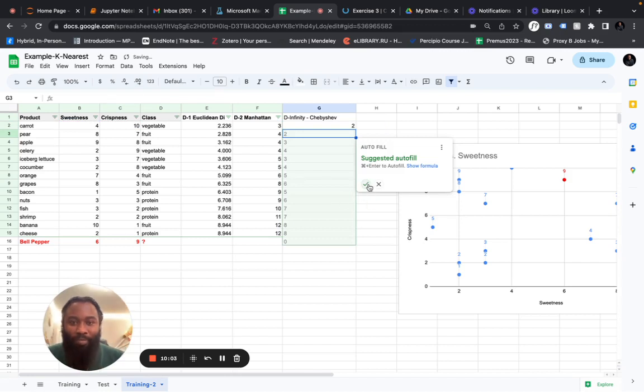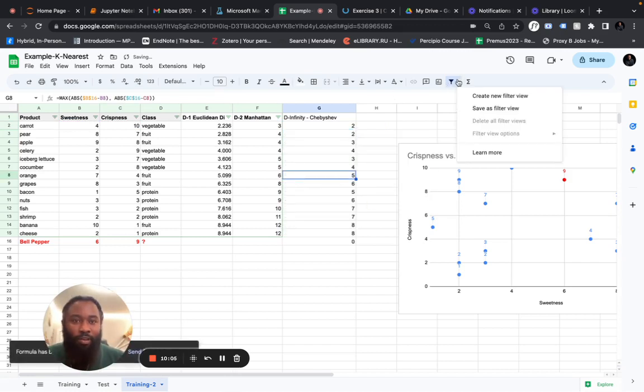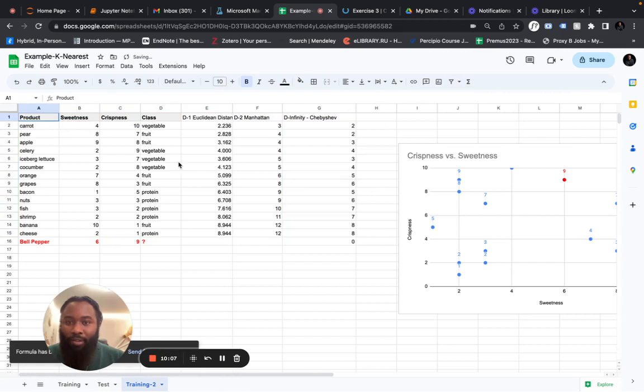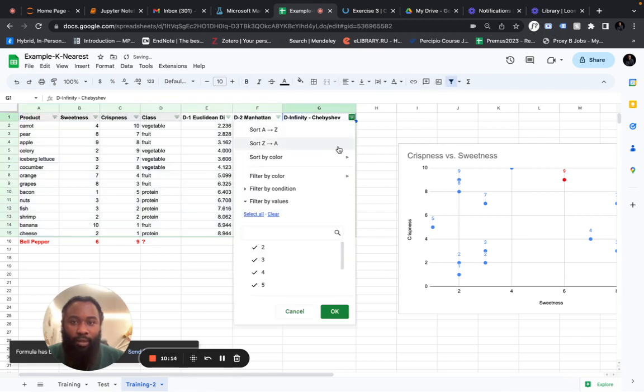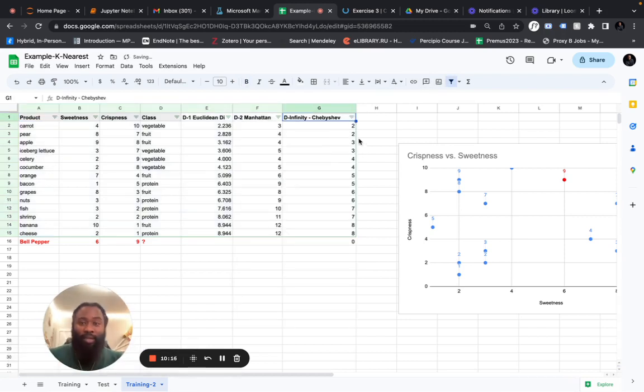All right. Let's switch up this filter and let's filter based on Chebyshev, ascending order. And we're doing this in Excel, by the way. Right now, based on Chebyshev, if K equals 3, bell pepper is fruit. And if K equals 4, it's a tie. If K equals 5, it's a vegetable. If K equals 6, it's a vegetable. Right, so now you get the basics about how this works.